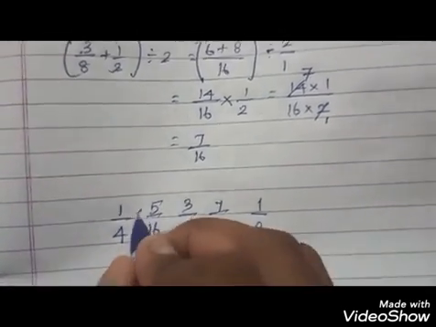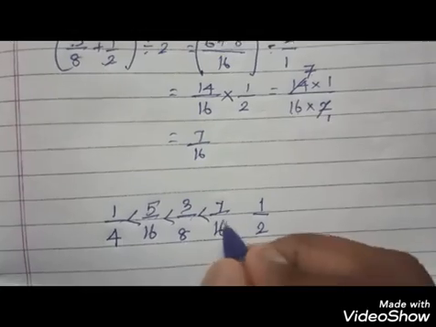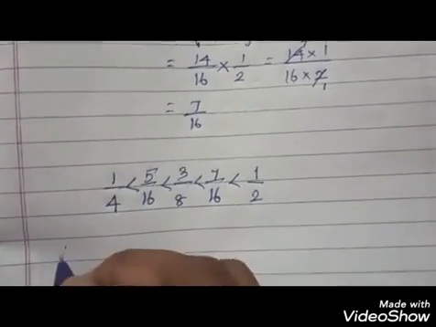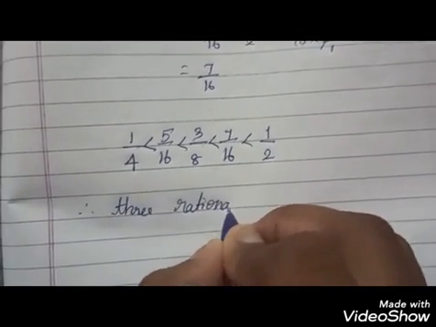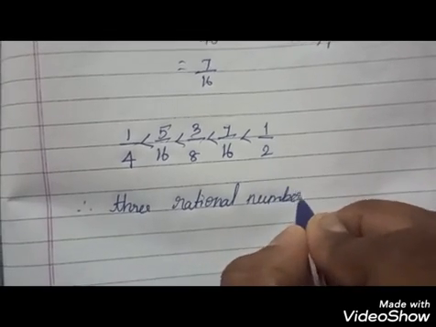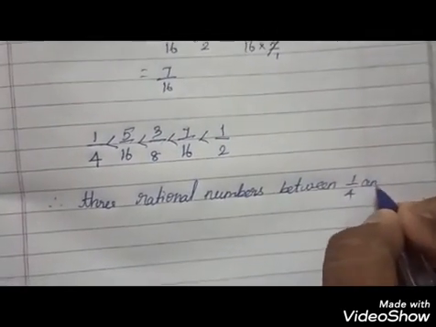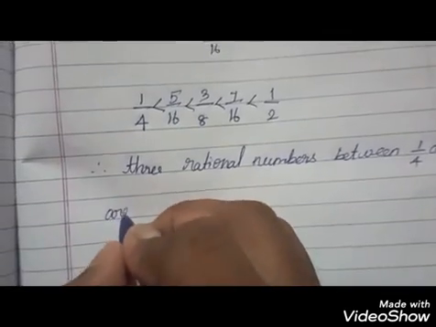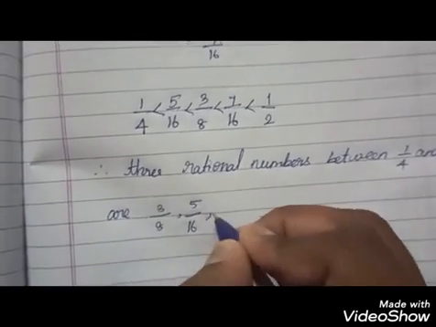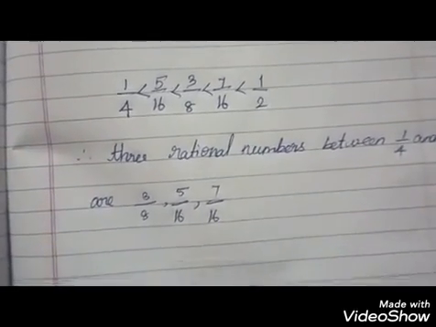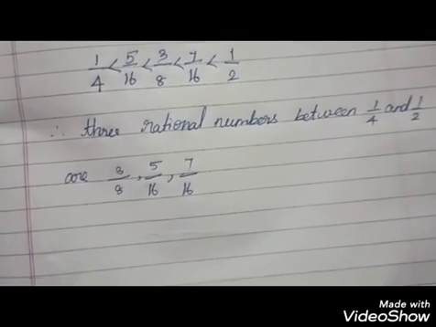So now you see 1 by 4 is less than 5 by 16, 5 by 16 is less than 3 by 8, 3 by 8 is less than 7 by 16, 7 by 16 is less than 1 by 2. Therefore three rational numbers between 1 by 4 and 1 by 2 are 3 by 8, 5 by 16, 7 by 16. Order doesn't matter, you just have to mention the rational numbers. These are the three rational numbers in between 1 by 4 and 1 by 2.